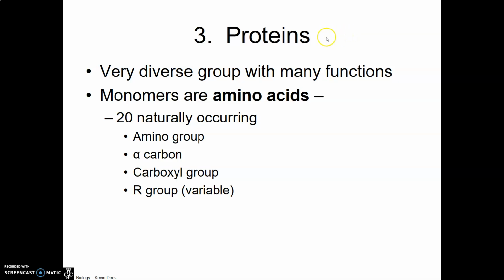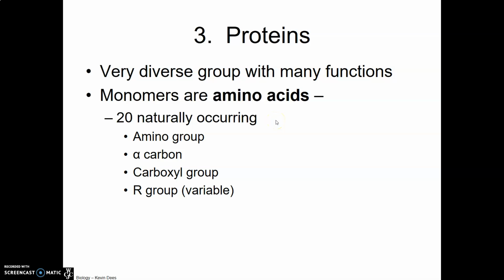Next in our sequence of basic organic macromolecules are proteins. Now, proteins are a very, very diverse group of polymers that, as we'll see shortly, have many different functions. As polymers, they are built of monomers called amino acids, and there are 20 naturally occurring amino acids.